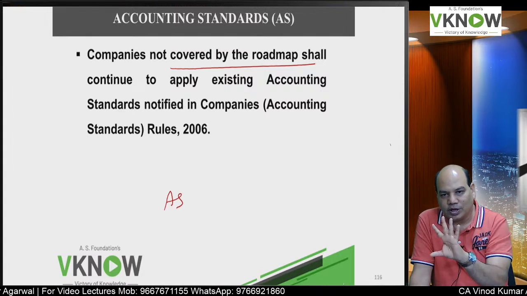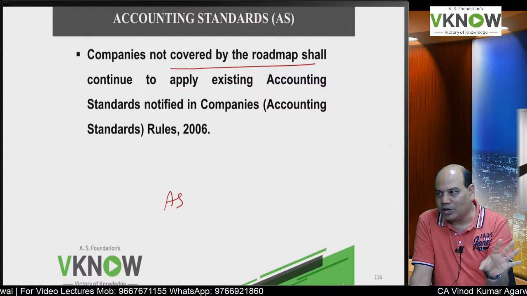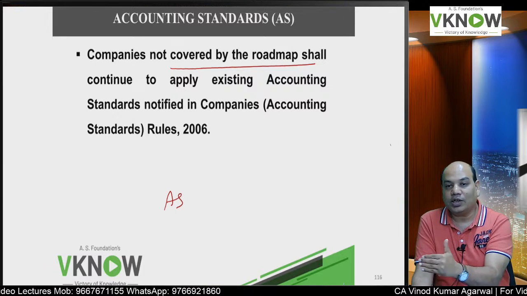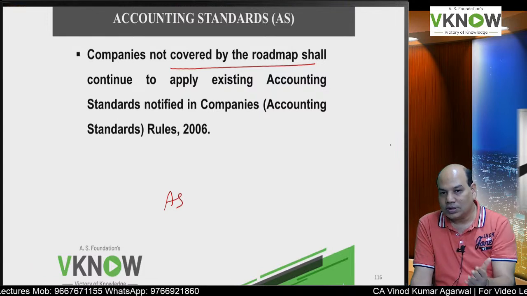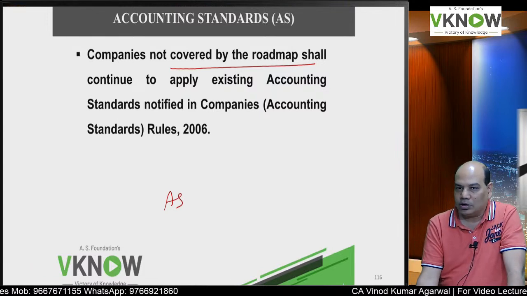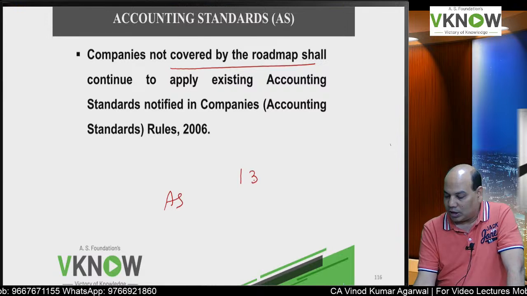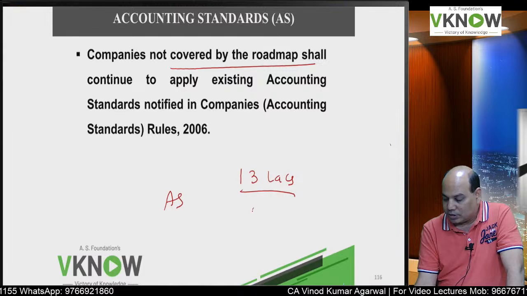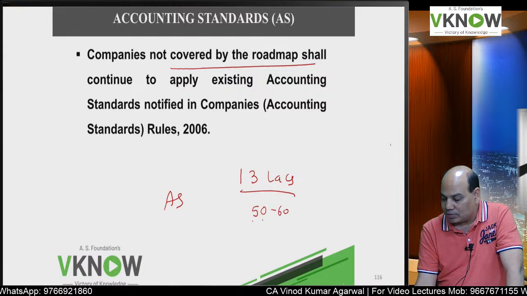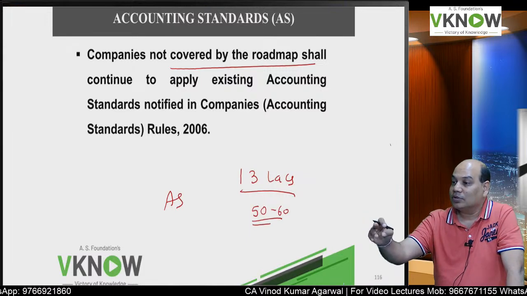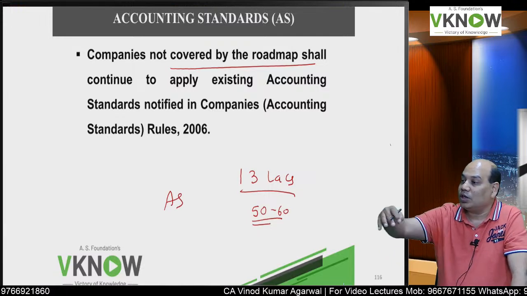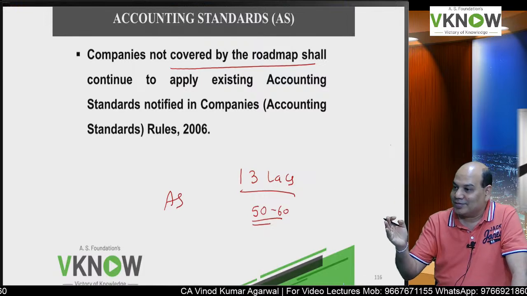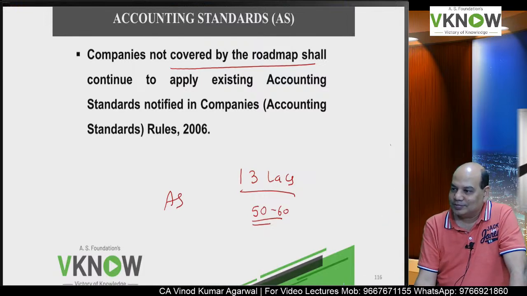If you are a banking company, Ind AS is not applicable. If you are an insurance company, Ind AS is not applicable. If you are an NBFC which is unlisted and net worth below 250 crore, Ind AS is not applicable. So out of 13 lakh registered companies in India, something around 50 to 60,000 companies may follow Ind AS, considering all those subsidiary, associate, joint venture. Still 12 lakh companies will follow accounting standard.